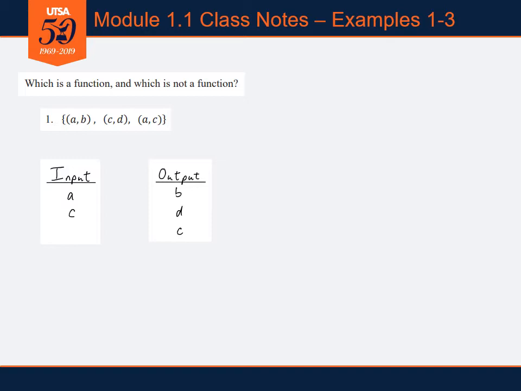I'm going to read the ordered pairs, first of all, A comma B, as an input value of A corresponds to an output value of B. In the second ordered pair, C comma D, an input value of C corresponds to an output value of D. And the third ordered pair, A comma C, an input value of A corresponds to an output value of C. What we note here is that one input value, A, corresponds to more than one output value, B and C. We can't have more than one output for a given input, so this is not a function.